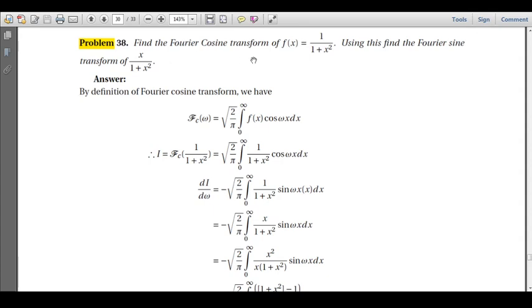Find the Fourier cosine transform of f of x equal to 1 by 1 plus x square. Using this, find the Fourier sine transform of x by 1 plus x square. First of all, we are going to find the Fourier cosine transform of this function.